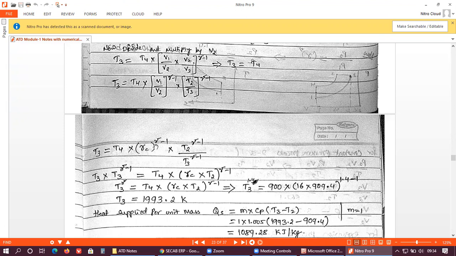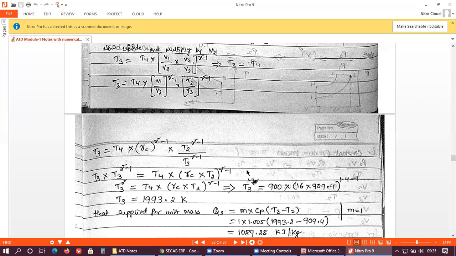Here for T3, just substitute all the values. T4 is already given, that is the exit temperature at the end of the expansion stroke. The compression ratio is also known, and we have already calculated the value of T2. Just substitute all the values in this expression, with gamma equal to 1.4, and then you can easily calculate the value of T3. So T3 will be somewhere around 1993.2 Kelvin.